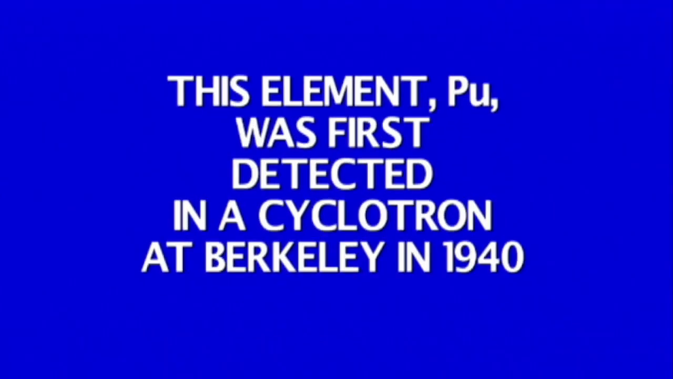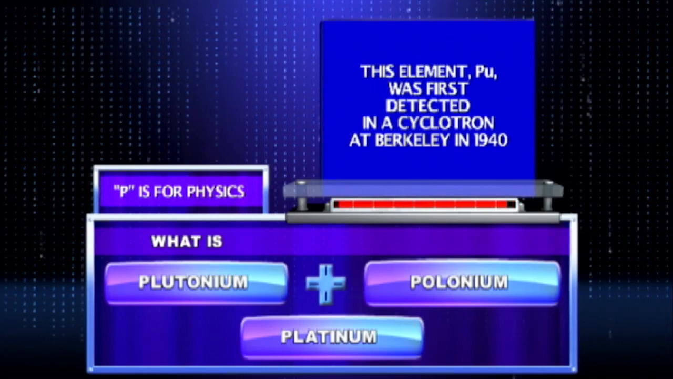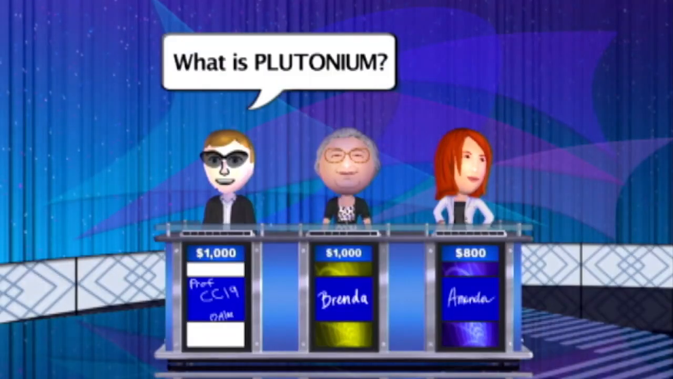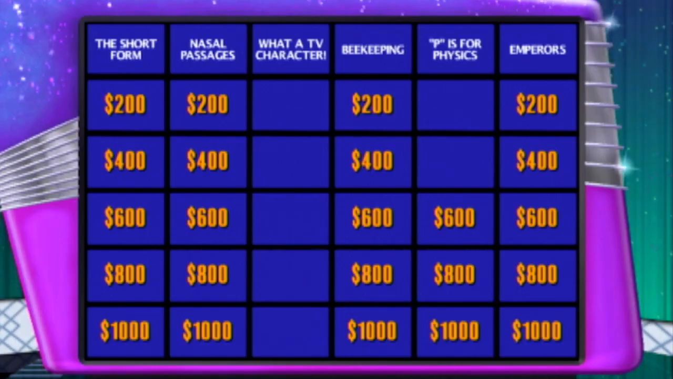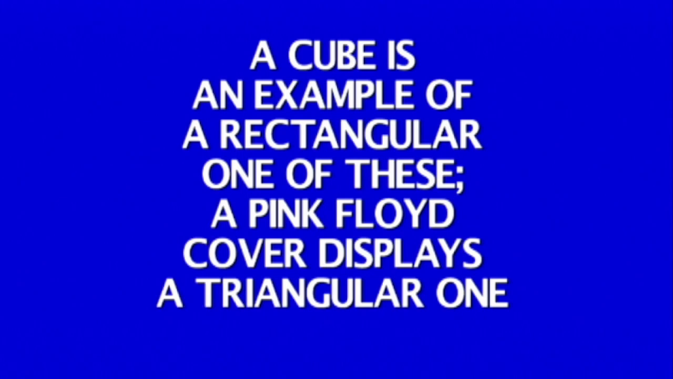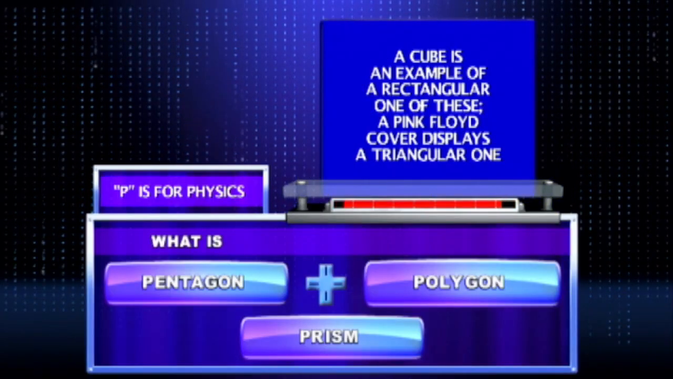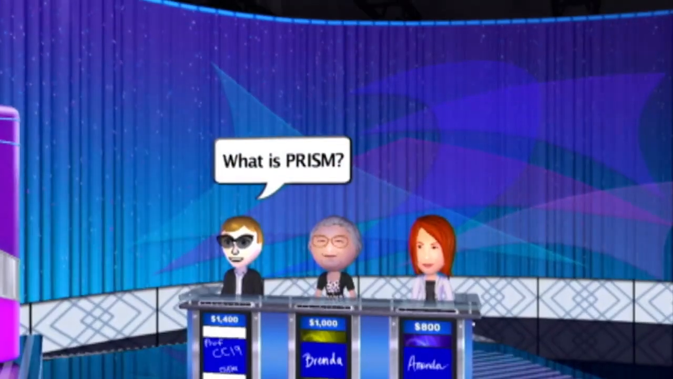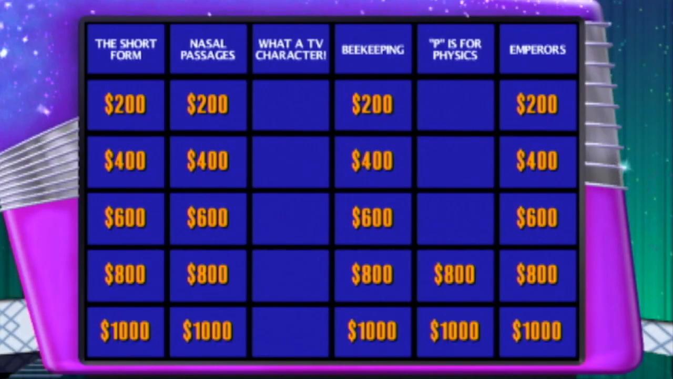This element, Pu, was first detected in a cyclotron at Berkeley in 1940. Let's hear it, Player 1. Yes. Please pick again, Player 1. A cube is an example of a rectangular one of these. A Pink Floyd cover displays a triangular one. Player 1? Good for you! Player 1, back to you.